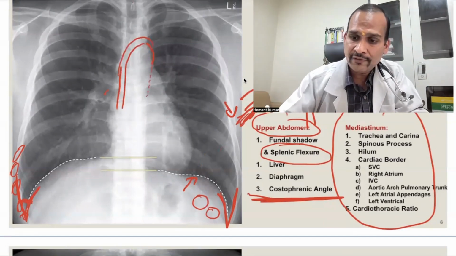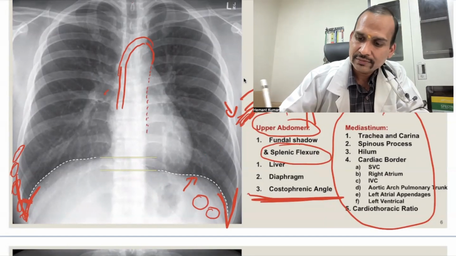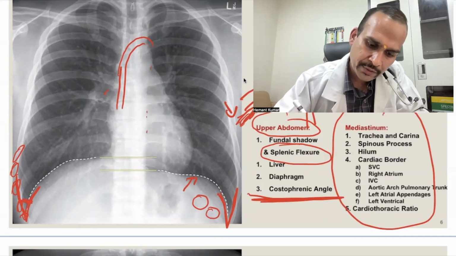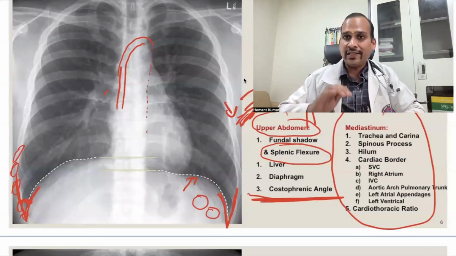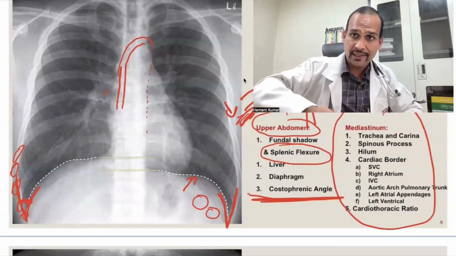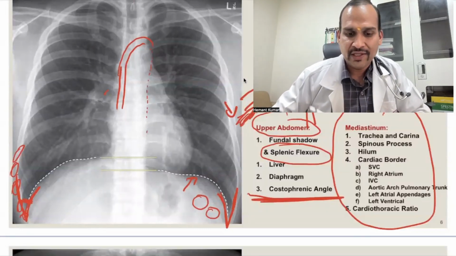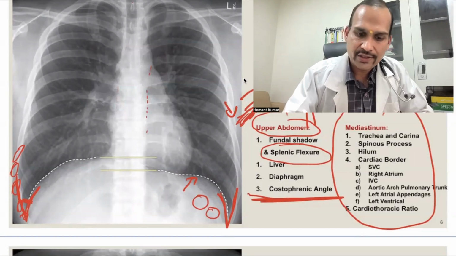If you see carefully, here is a shadow. Can you see this one? This is the descending aorta. The descending aorta goes posteriorly and continues as the abdominal aorta. So this is the arch of the aorta, or aortic arch.